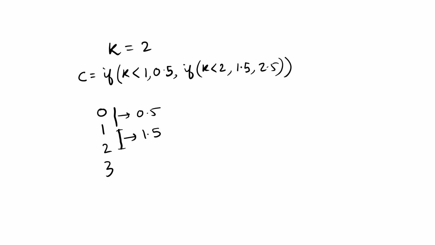Otherwise, if the value is greater than 2, then it will give an output of 2.5. So you can see that this is a conditional statement. Depending on the value of k, the value of c will change, and the conditions are evaluated from the left. It will first check if k is less than 1, then it will execute this command, and so on. Now we will jump onto the software and see a few examples.